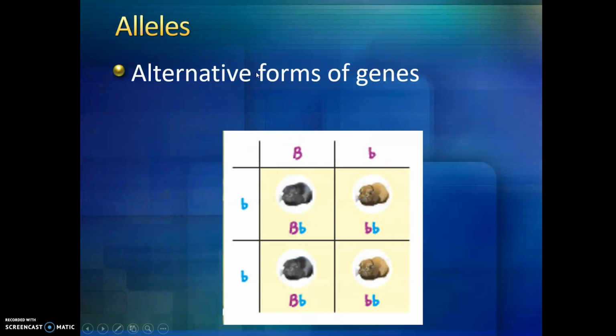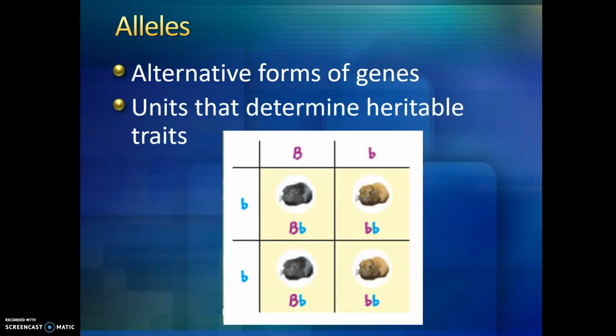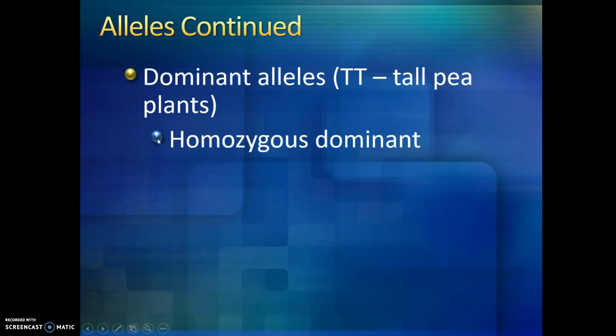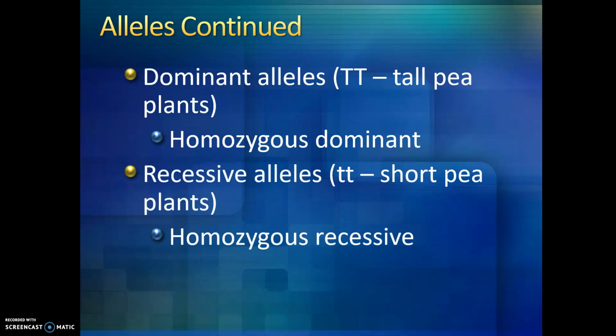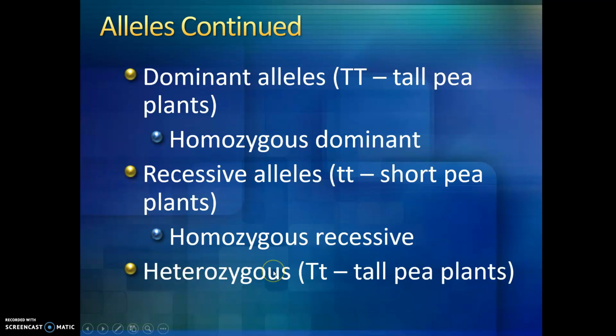Okay, so let's look at alleles, alternative forms of genes. These are units that determine the hereditable traits. Dominant alleles, like capital T, remember we looked at this for tall pea plants. And then homozygous dominant would be capital T, capital T. A homozygous recessive would be two little t's, which would make a short pea plant. If you have a heterozygous, where you get one tall from one parent and one short from the other, you will have a tall pea plant because it's dominant and it's going to mask the shortness.